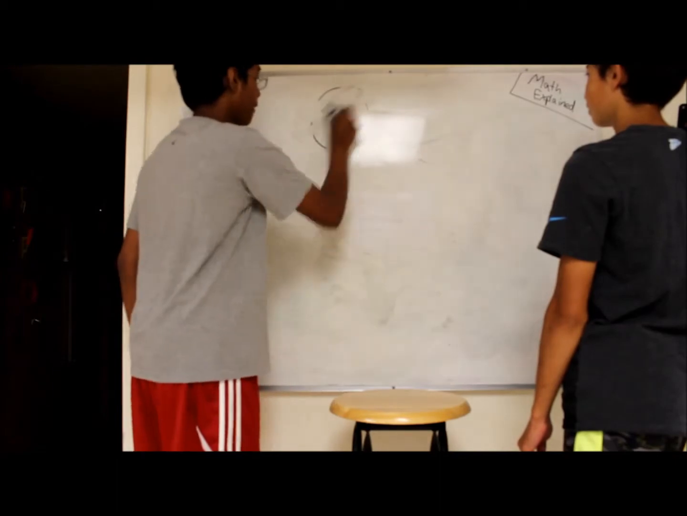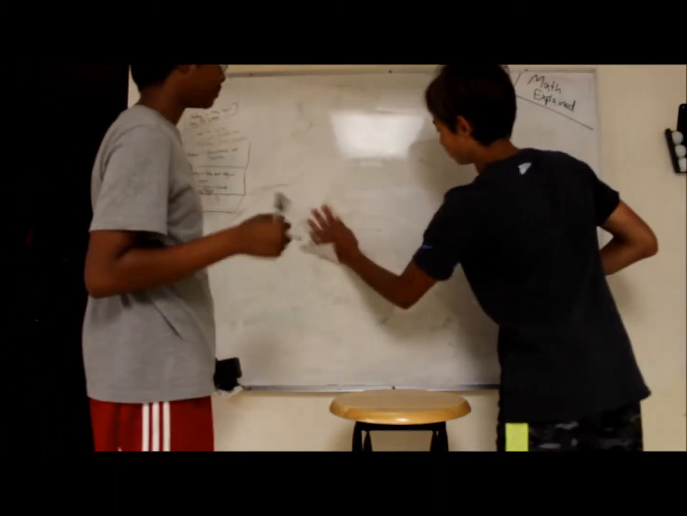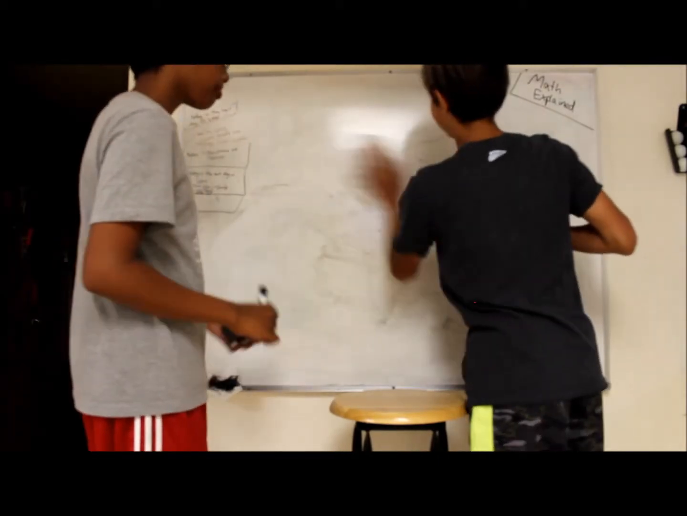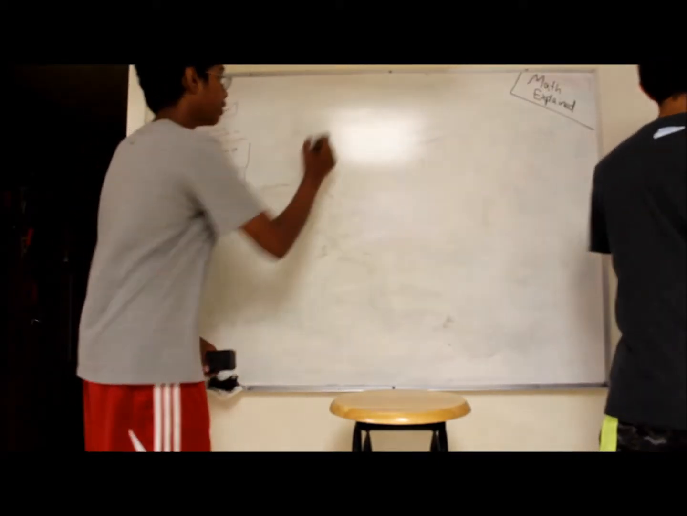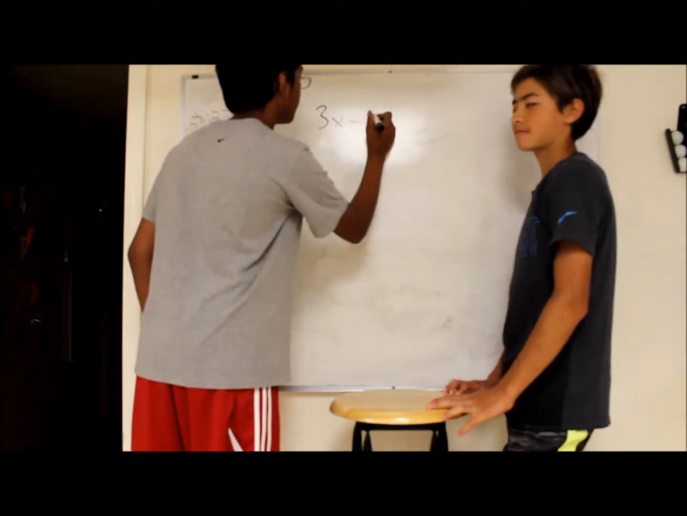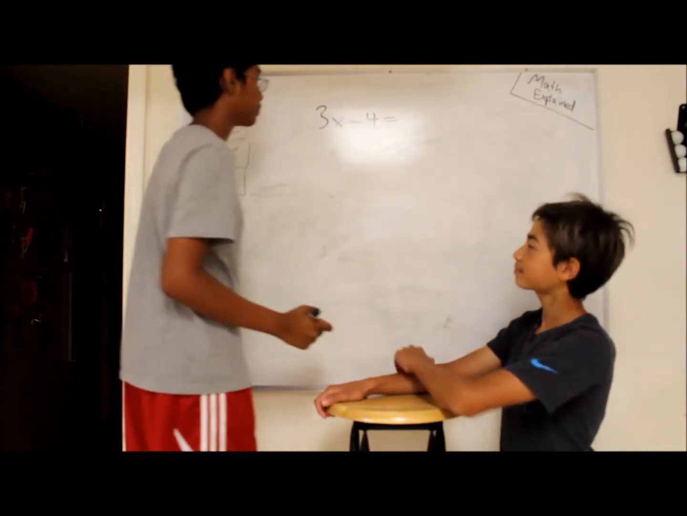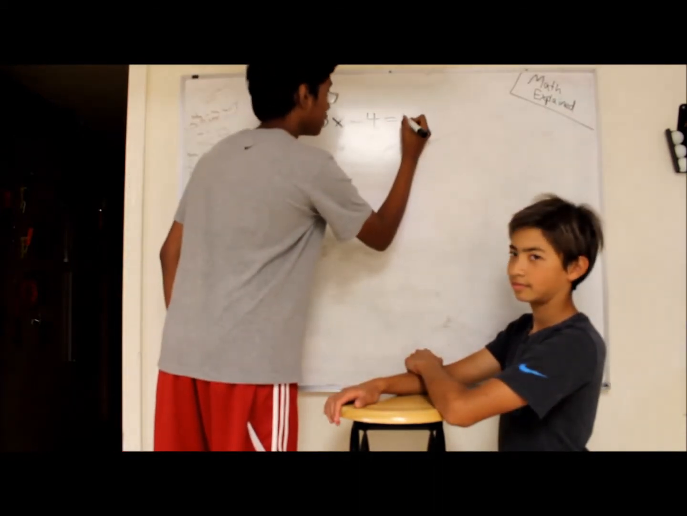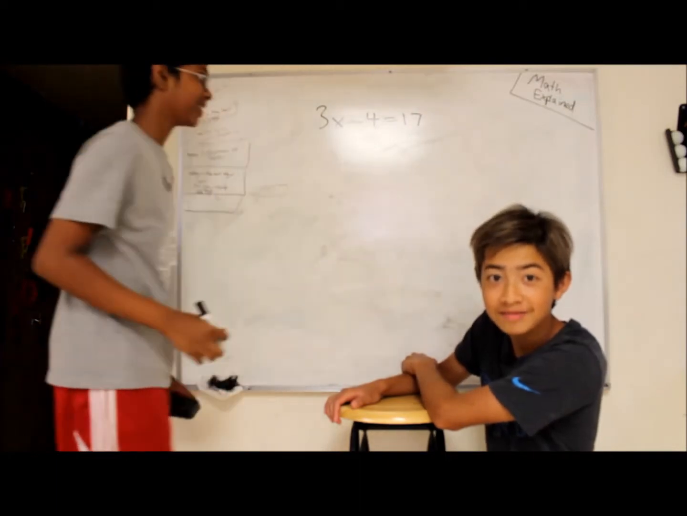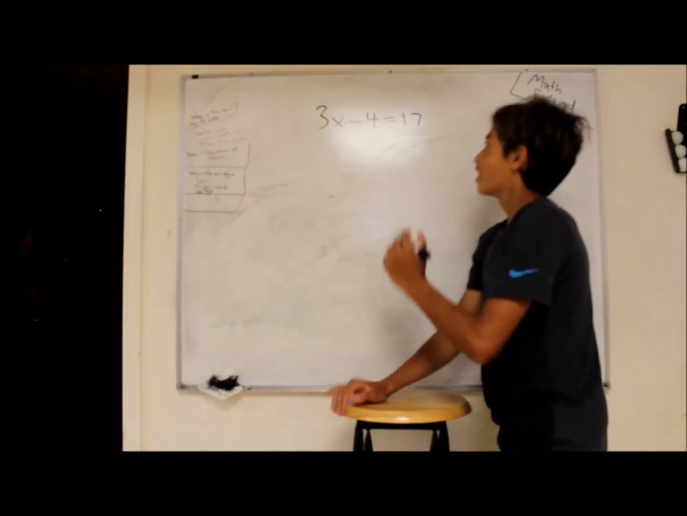Okay then. So let's try 3x minus 4 equals 17. See, I'm learning. Let me try this. Think I got this.